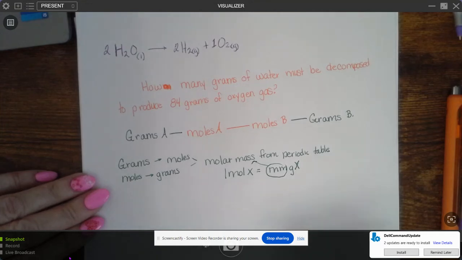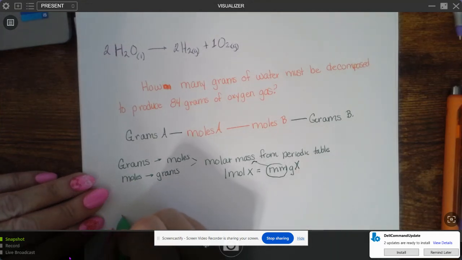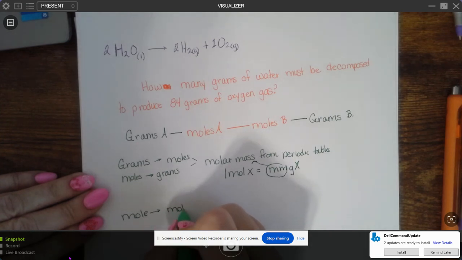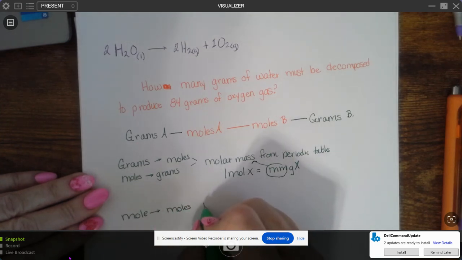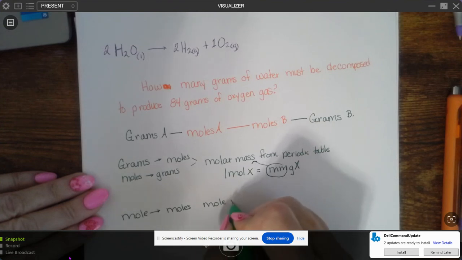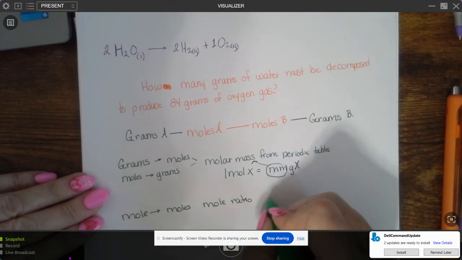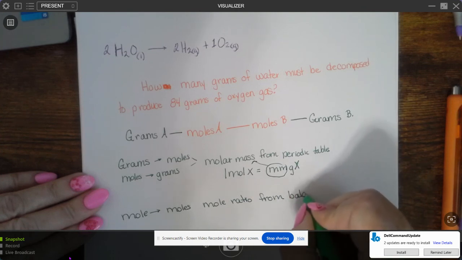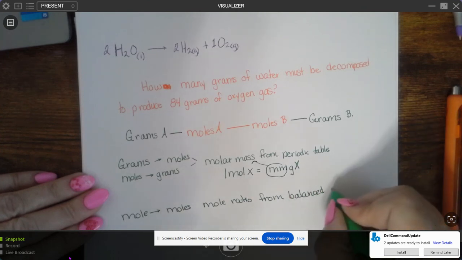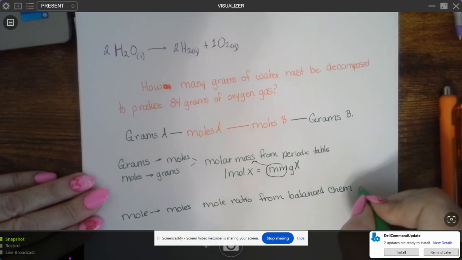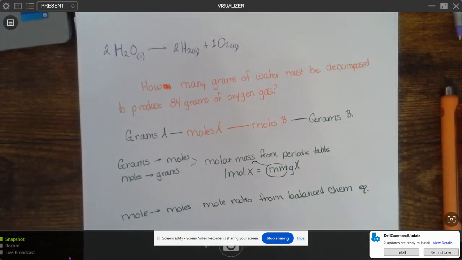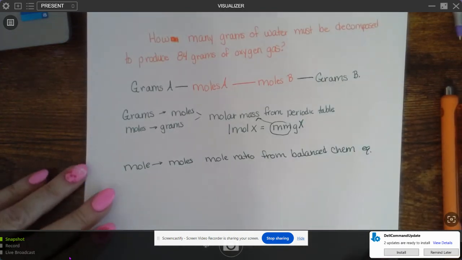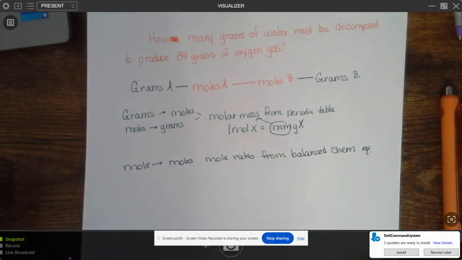Whenever you're going from moles to moles, this is where you use the mole ratio from the balanced chemical equation. So there's really only 2 types of things that we're doing. We're either converting between moles and grams or between moles and moles.